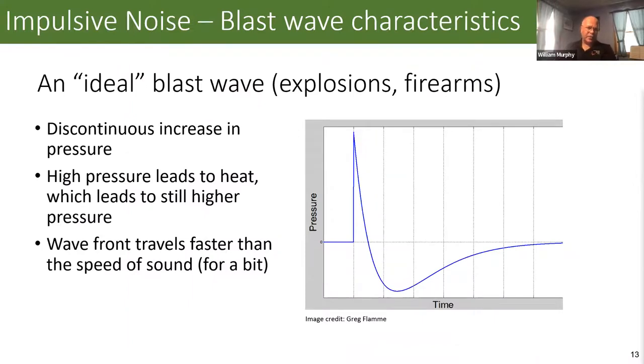Here's an idealized waveform. What we're seeing is a very sharp rise, or a discontinuous increase in pressure, right at the beginning of that waveform. That high pressure leads to localized heating of the air, which then creates a little bit higher pressure, and it causes the wave fronts to begin to coalesce and produce the shockwave effect that we see here. In a real waveform, that rise time is less than about five microseconds.